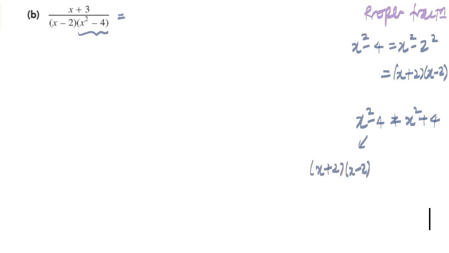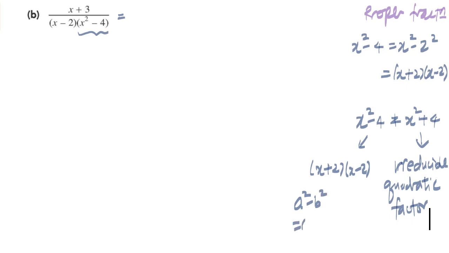Alright, x squared minus 4 can be factorized into x plus 2 and x minus 2, but x squared plus 4 is called an irreducible quadratic factor. So please remember that. Irreducible quadratic means the x squared plus 4 cannot be factorized anymore. It is just x squared plus 4, that's it. But x squared minus 4 you can factorize into x plus 2 and x minus 2 using the formula, using your algebraic identity.